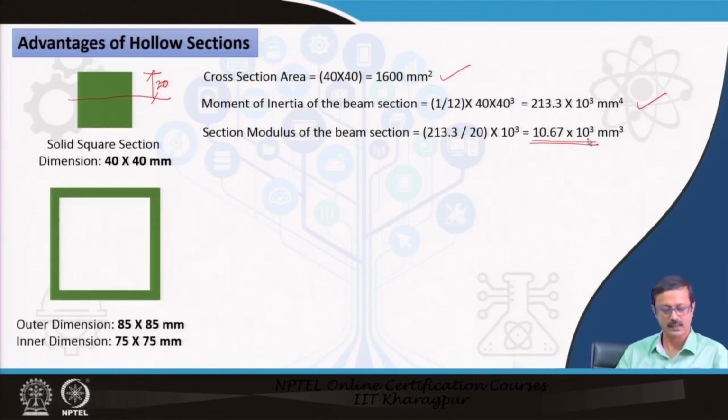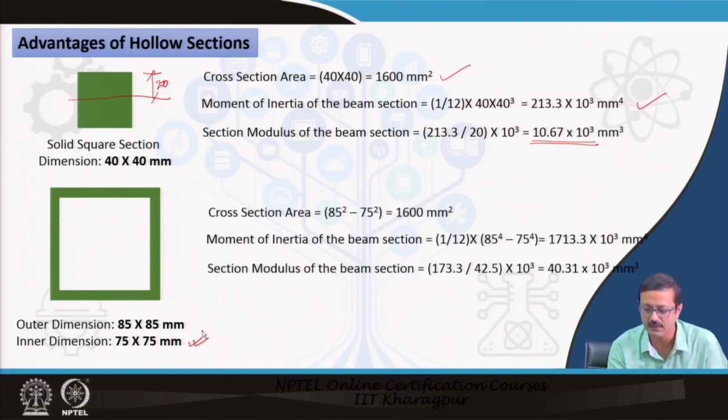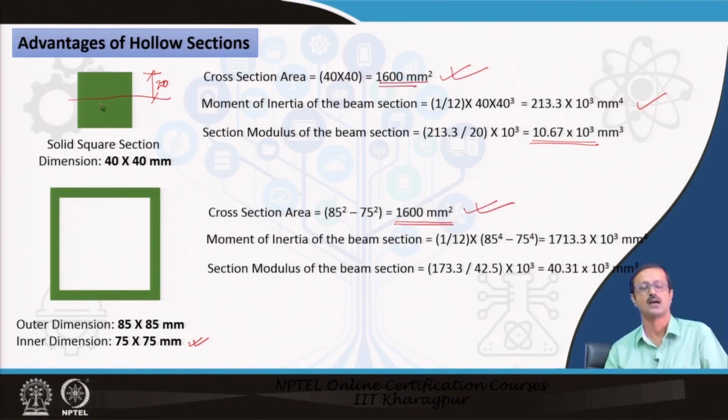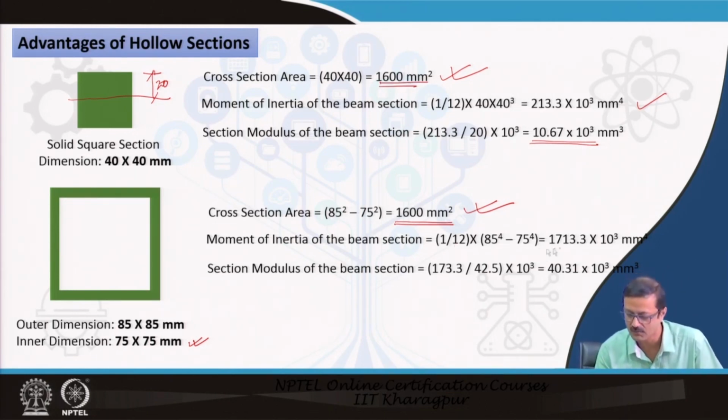Now let us say there is a hollow section which has the outer dimension of 85 by 85 and the inner dimension of 75 by 75. Very interestingly, if you find out the area, it remains the same. You see, this and these two are the same. So you have the same amount of material used for both the hollow and the solid. But moment of inertia is, if you remember in the first lecture, the first minus second. So moment of inertia is increased a lot.